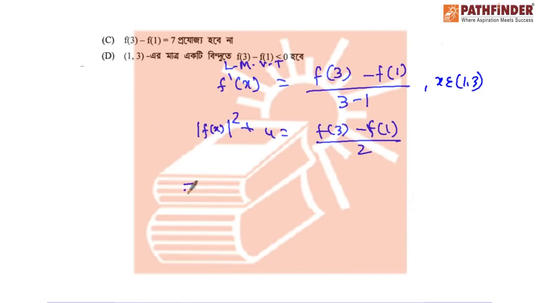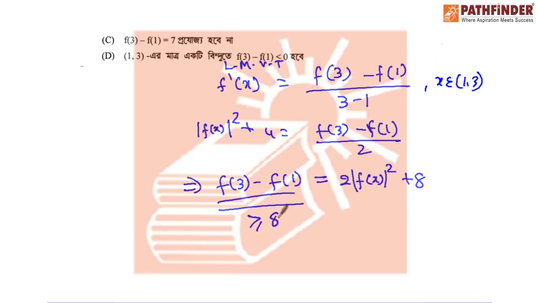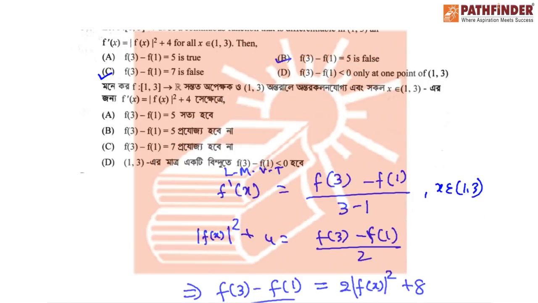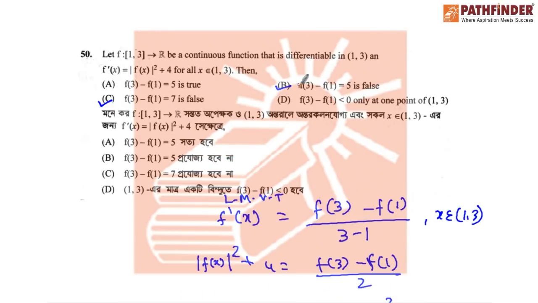Or we can say from this that f3 minus f1 is equal to twice of mod fx whole square plus 8. That means this value is always more than or equal to 8. Now if you look carefully, there are two options which are false. It is always more than 8, so this is false, this is false.